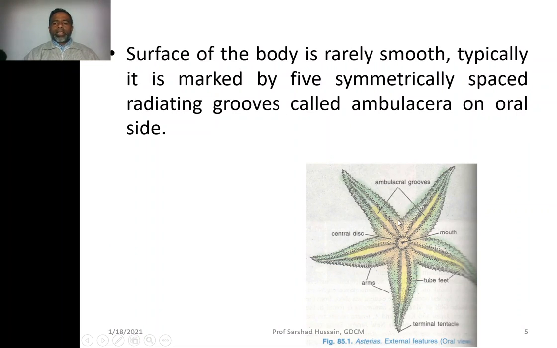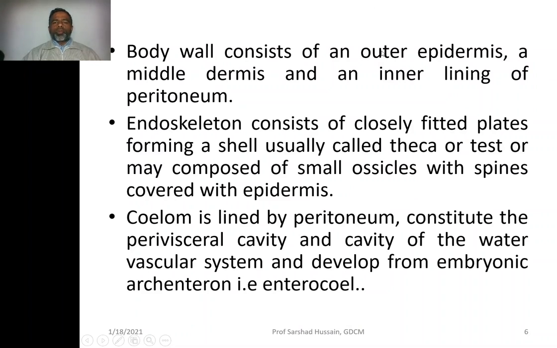Surface of the body is rarely smooth. Typically, it is marked by symmetrically spaced radiating grooves called ambulacra on the oral side. You can see, these are the grooves present just like the radii coming out from the central disc. On the oral surface, these grooves are called ambulacral grooves, or collectively called ambulacra. Body wall consists of an outer epidermis, a middle dermis, and an inner lining of peritoneum. So, three layers of body wall: epidermis followed by dermis and peritoneum.